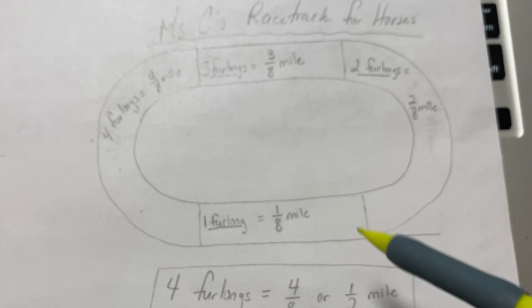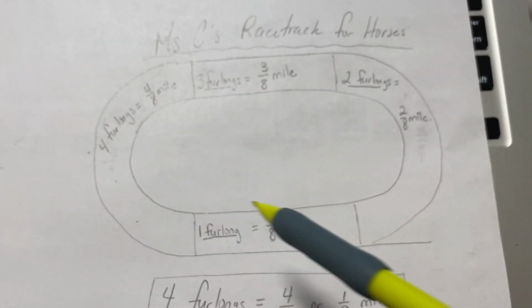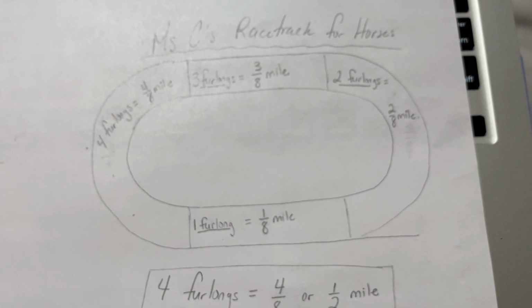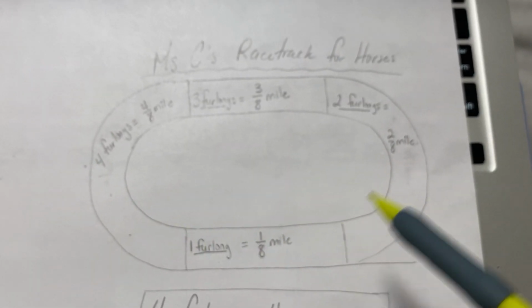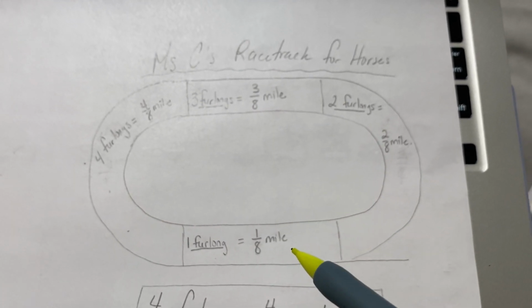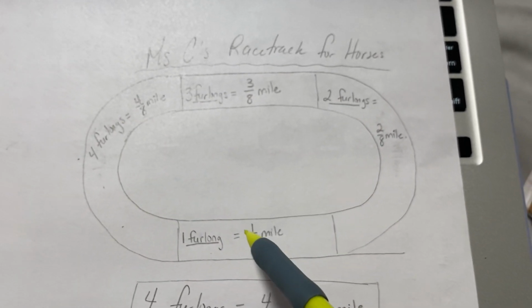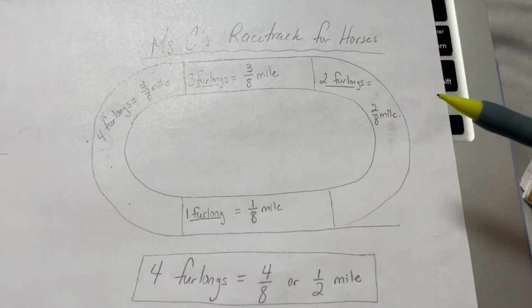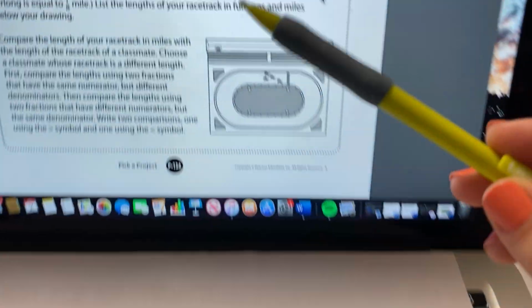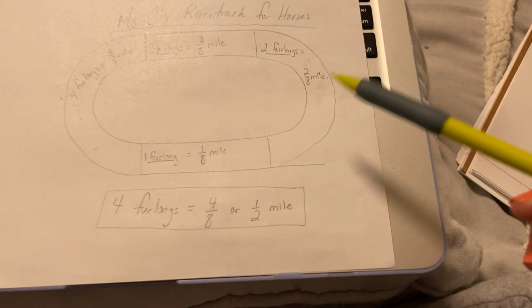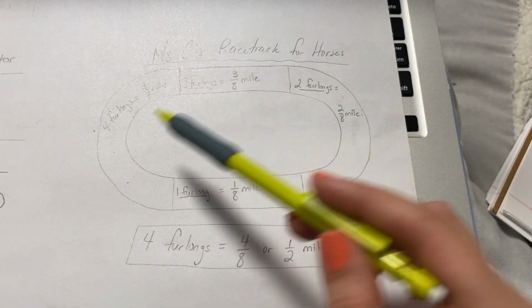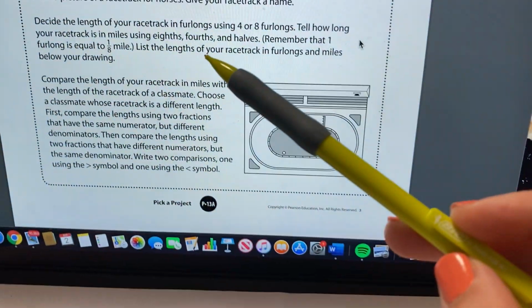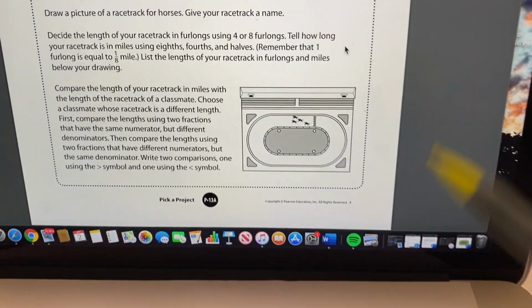Because a regular track, when you go around the whole track once, that's only 1/4 of a mile, because 4 laps around a track is a mile. So this is not a track that you would run on, because this is something very small. So this is what mine looks like. But I chose 4 furlongs. If you want to break this up into 8, you can absolutely do that. You have that option. And then you just have to label it, either using eighths, fourths, or halves. You have to show me.